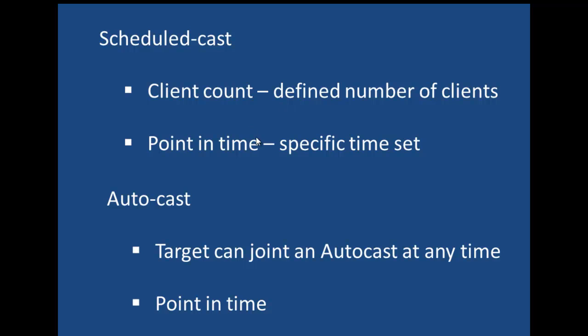Whereas for AutoCast, that target can join the AutoCast at any time, and the server repeats the transmission as long as targets are connected. If, for example, a target starts receiving the image in the middle, or if it misses some portion of the image, it still remains connected and collects the additional parts of the file when the server restarts the transmission.